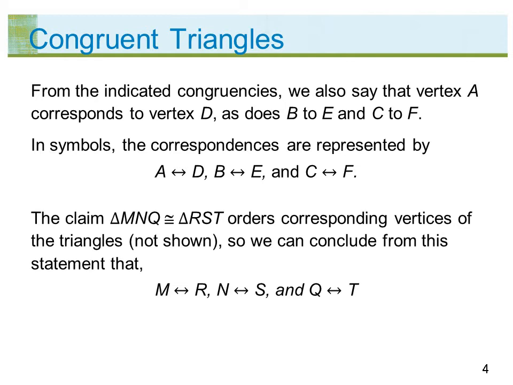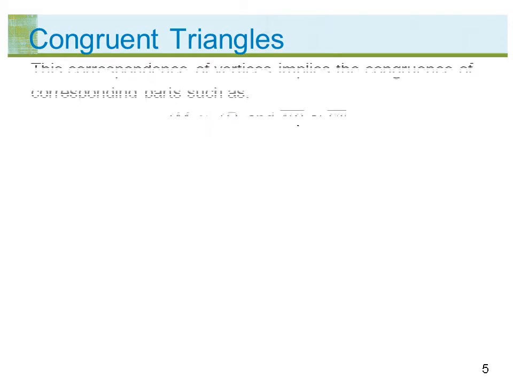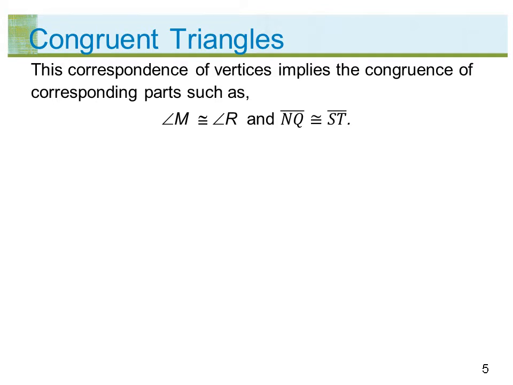So we can conclude from this statement that M corresponds to R, N corresponds to S, and Q corresponds to T. This correspondence of vertices implies the congruence of corresponding parts, such as angle M is congruent to angle R, and line segment NQ is congruent to line segment ST.